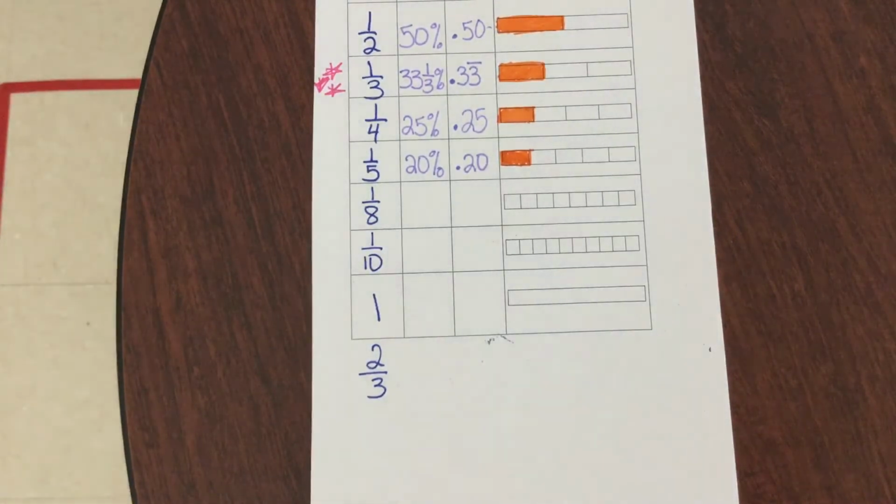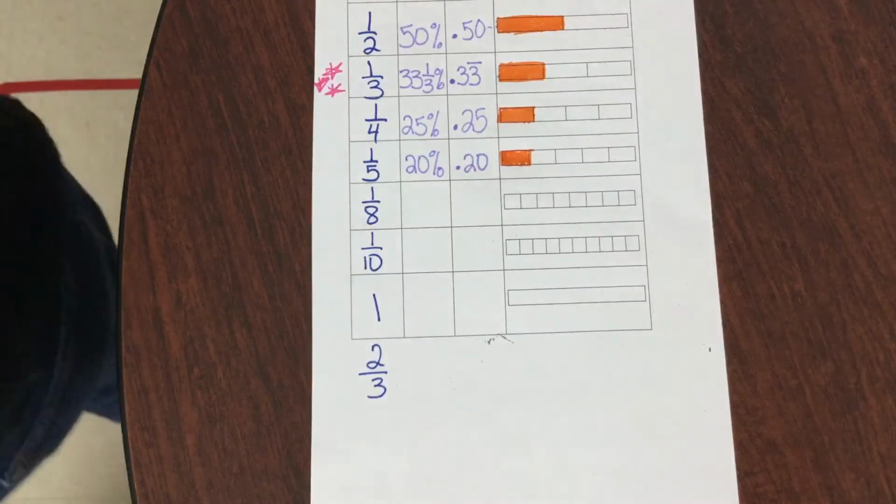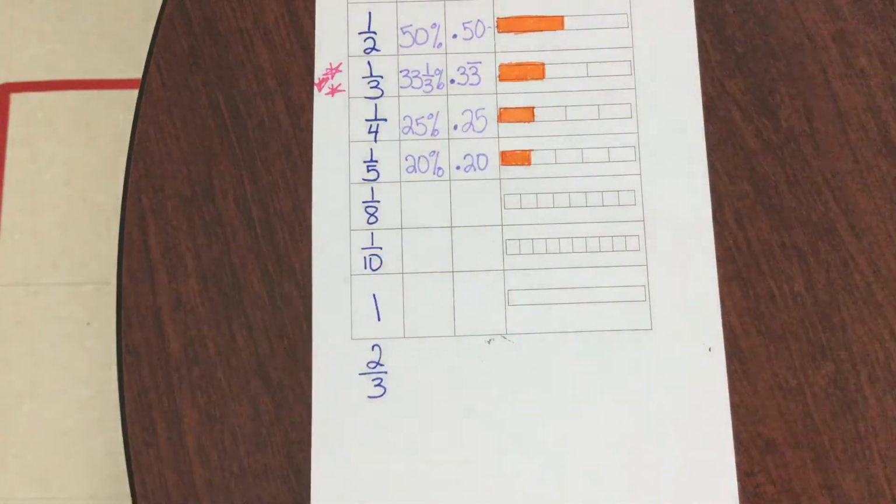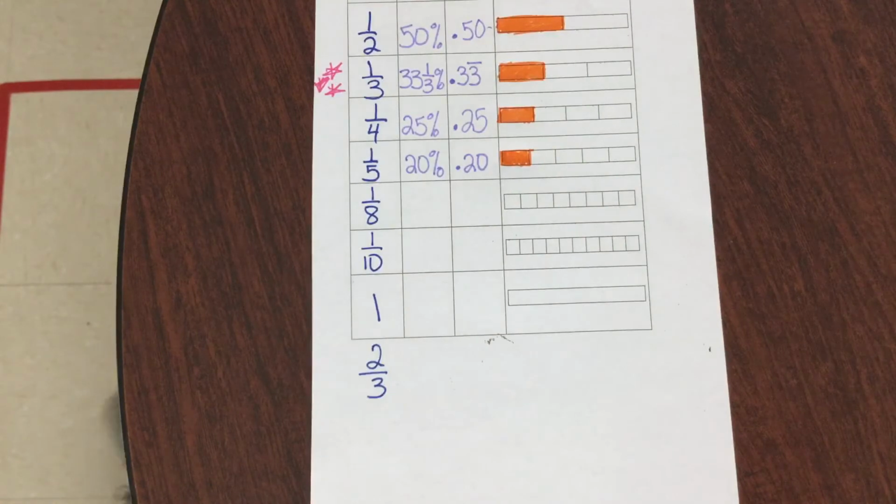Perfect. All right. Let's talk about 1/8. Now, 1/8 is a fraction that gets a really bad reputation. It's a bad reputation because it doesn't seem as easy as all these other ones, but it really is. Okay, so let's talk about 1/8 for a minute. So I'm going to tell you that 1/8 is half of a fourth.